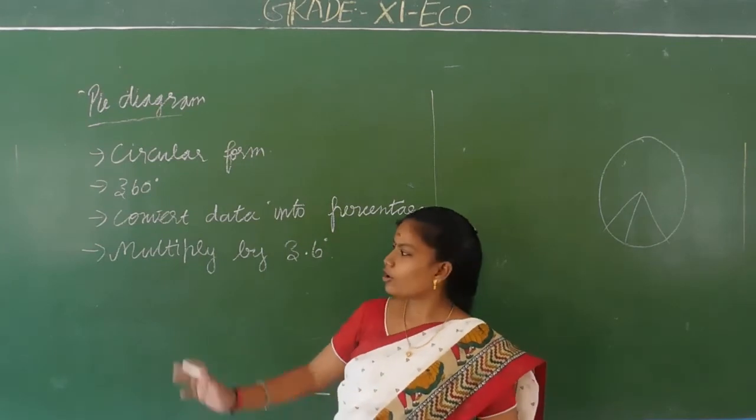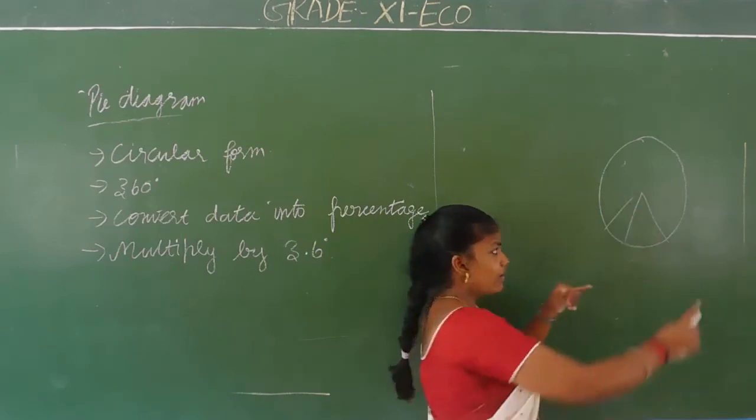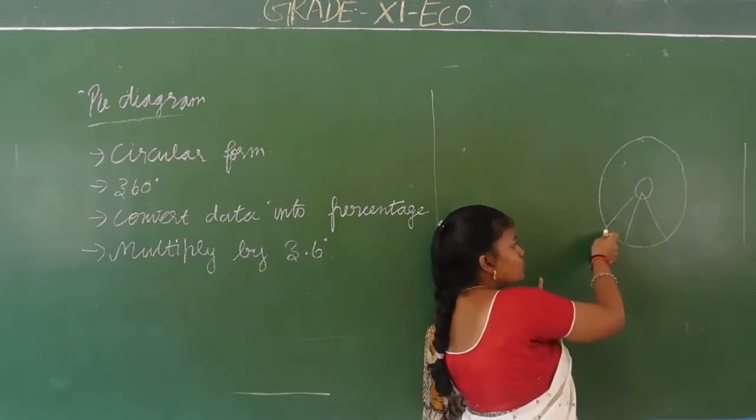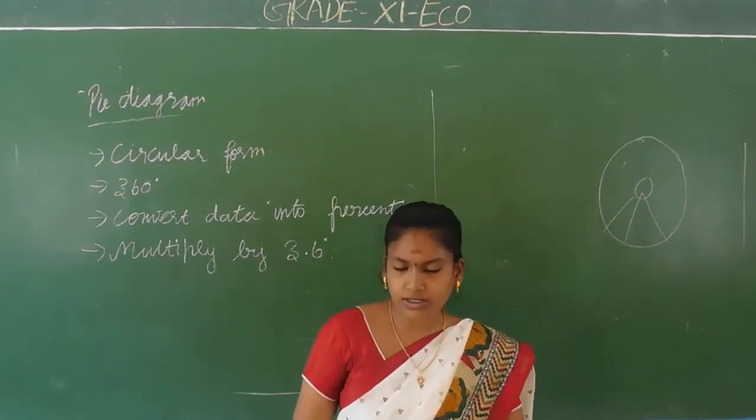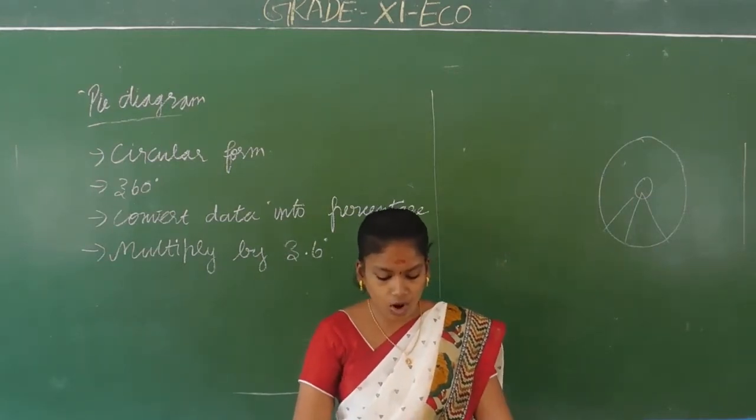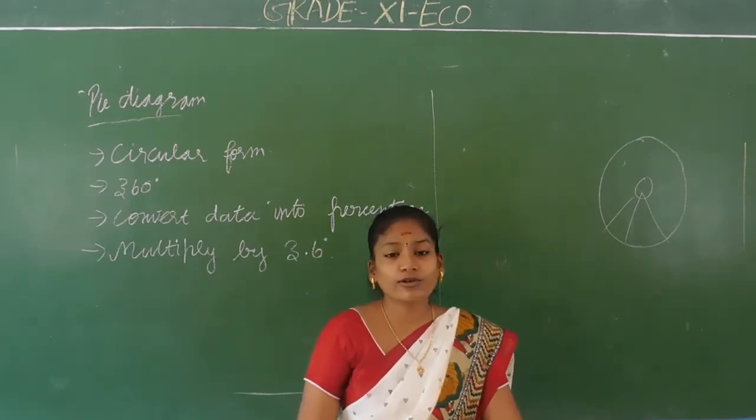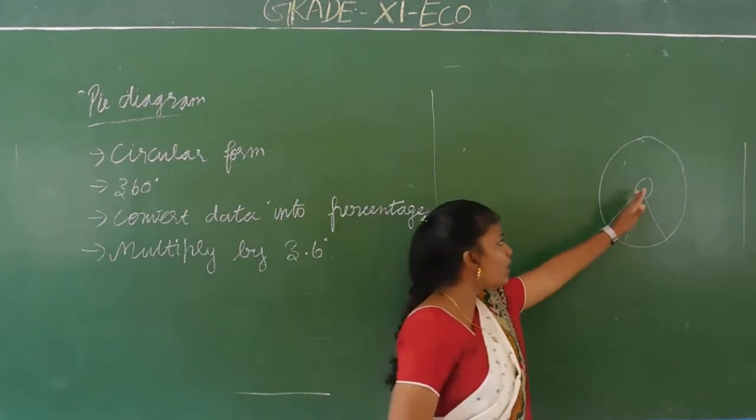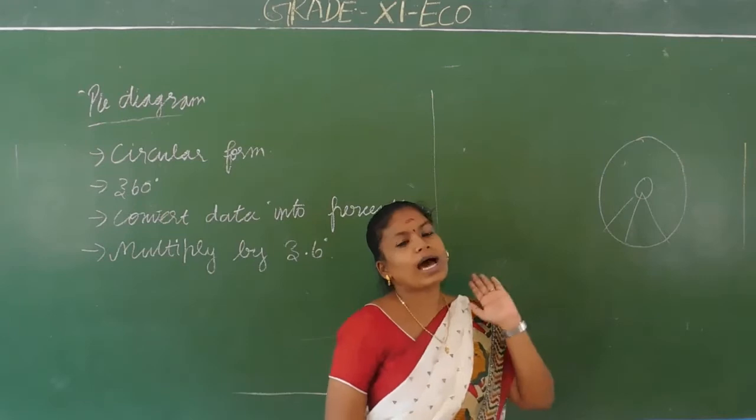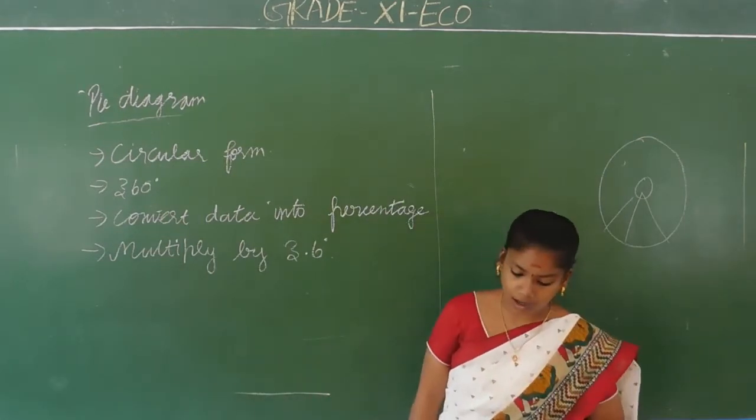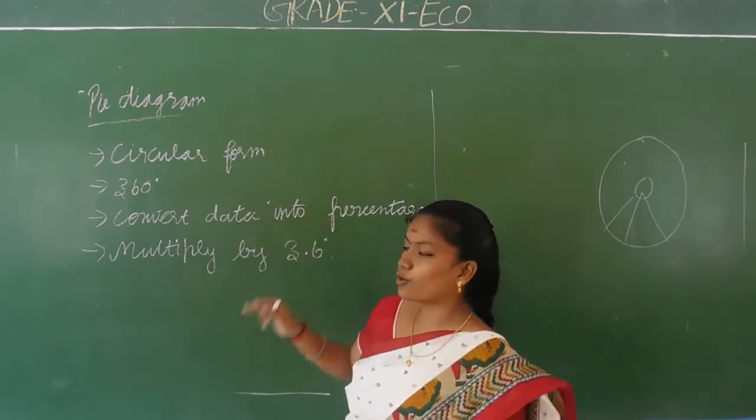So how will you draw it? From the center of the circle to the circumference, you will mark the proportions. It usually is not drawn with the absolute values of a category. When you say 220 students, how will you measure the 220? So absolute values are not taken into account here. For that, you need to convert them into percentages.